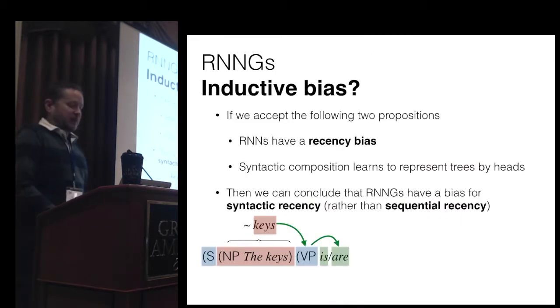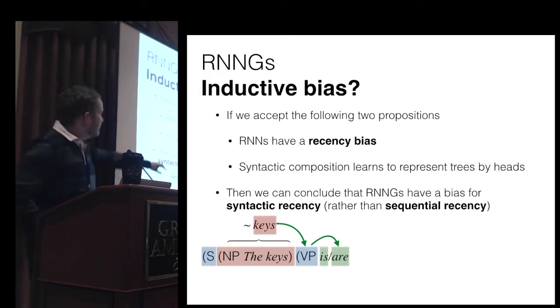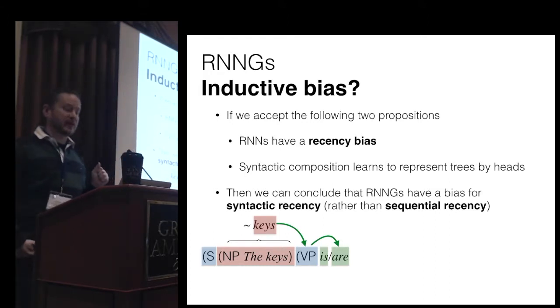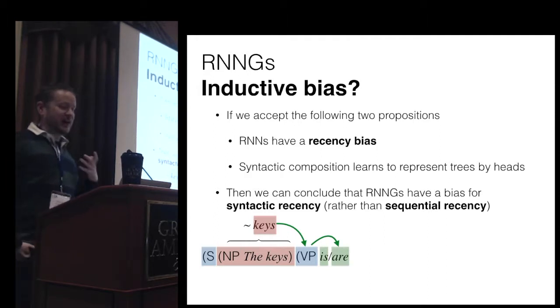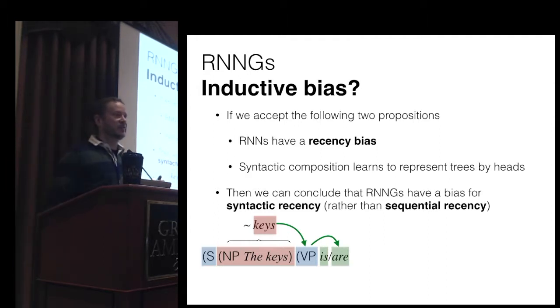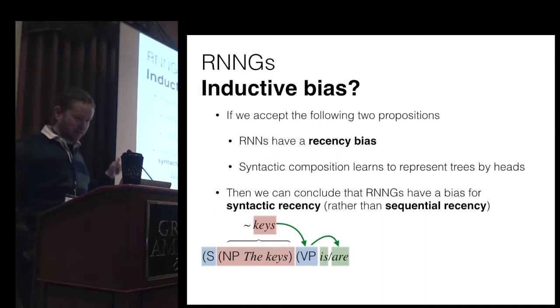So let's talk about what the inductive biases are for recurrent neural network grammars now. If we accept these two propositions, first, that RNNs have a bias toward sequential recency, which I think I convinced you of at the beginning, and second, that syntactic composition learns to represent trees by heads. We have some nice empirical evidence for this; you can read a paper by Adhiguna from EACL this last spring that looks at this. If we have those two things together, then we can conclude that RNNGs have a bias for syntactic recency rather than sequential recency, which is kind of what we wanted to see.